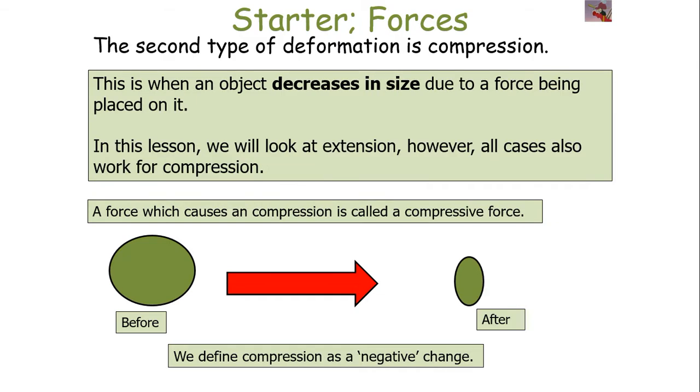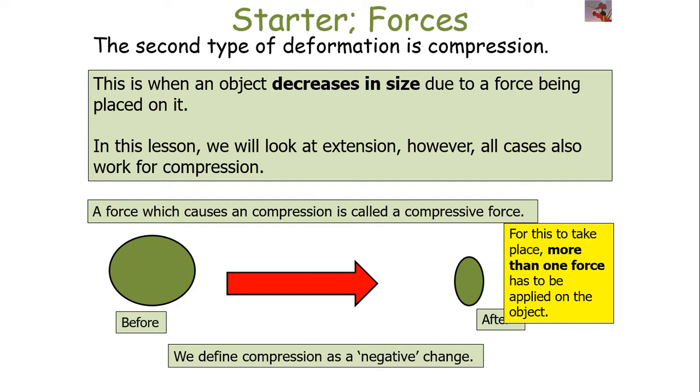Now, when a deforming force is placed on an object and it decreases in size, that is called compression. And the force which causes compression is called a compressive force. In this lesson, we're only going to focus on extension. However, all these cases will also work for compression. So when a compression is applied to a material, it will decrease in size. Again, it's a resultant force, so more than one force would have to be applied to the object for this to occur.